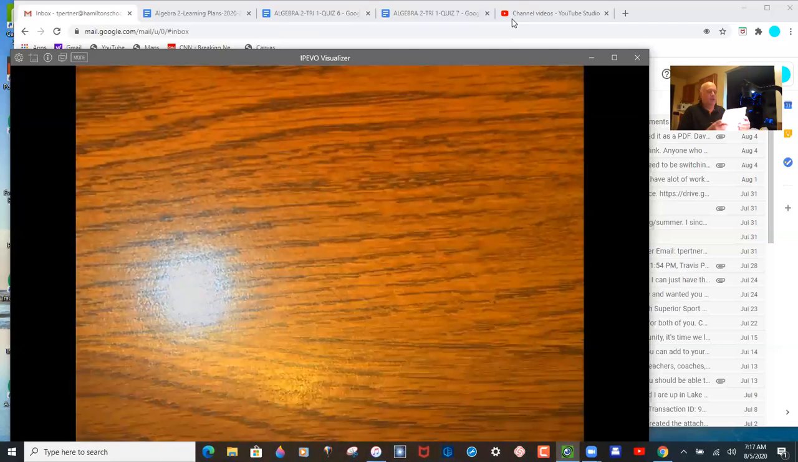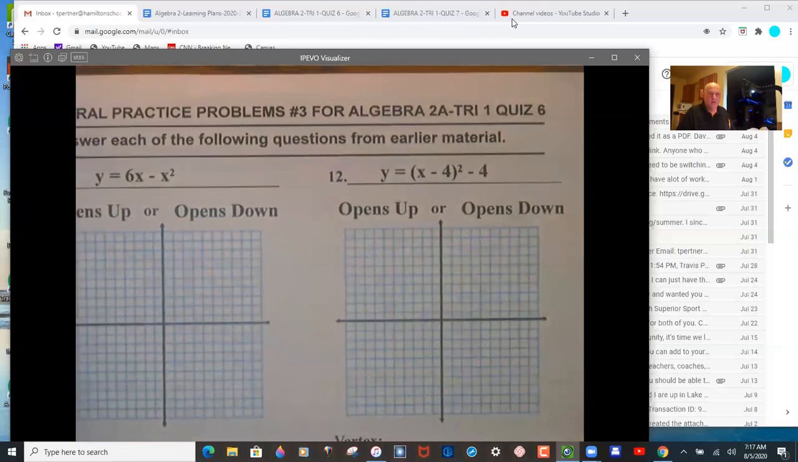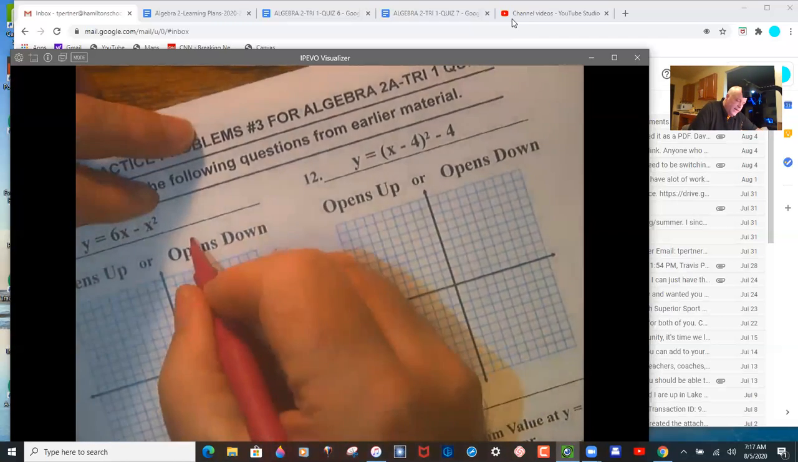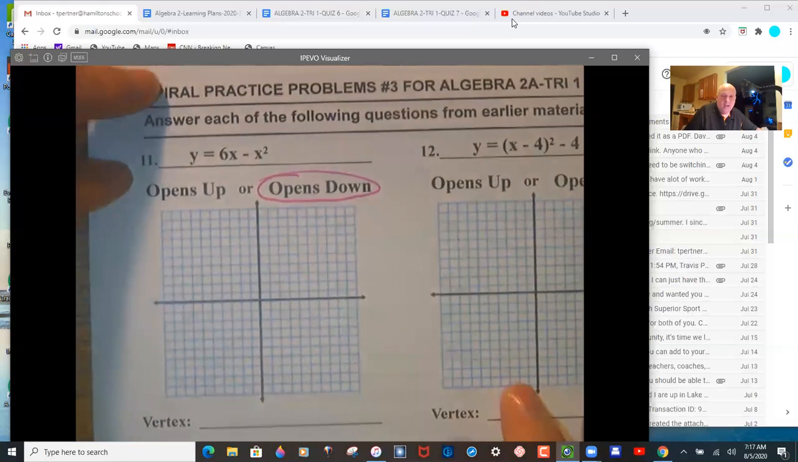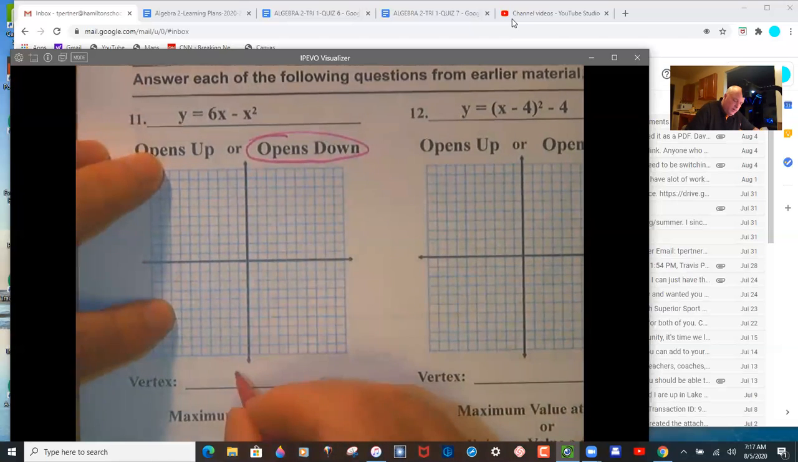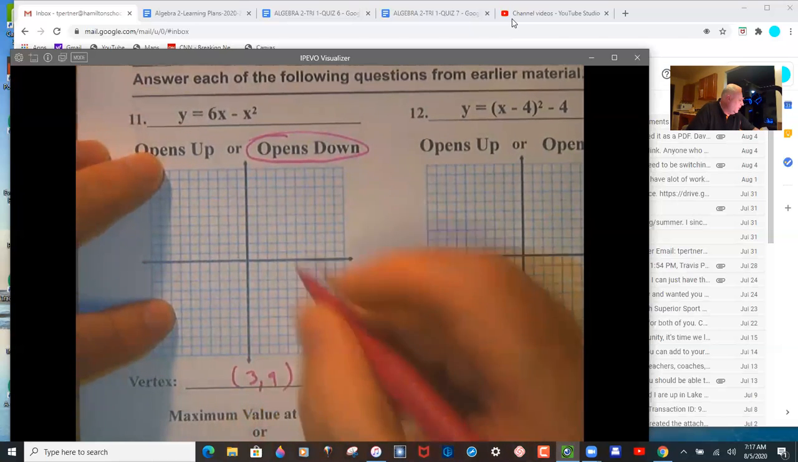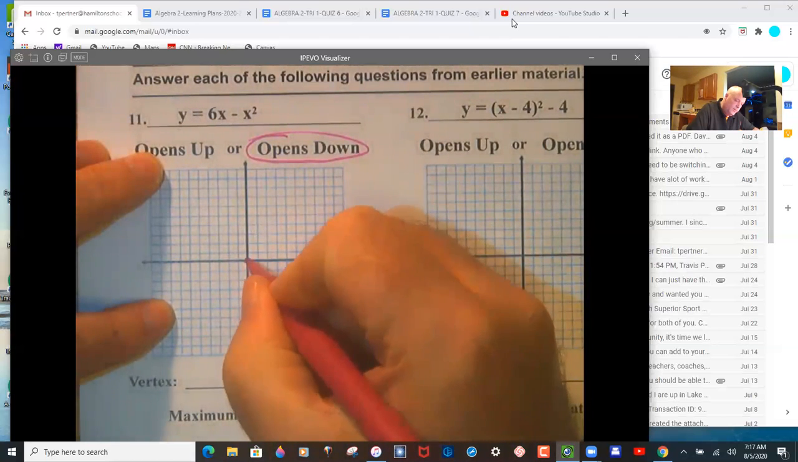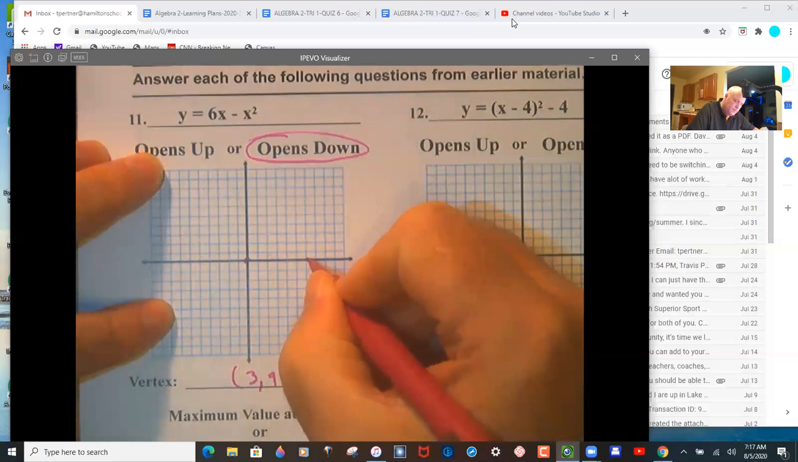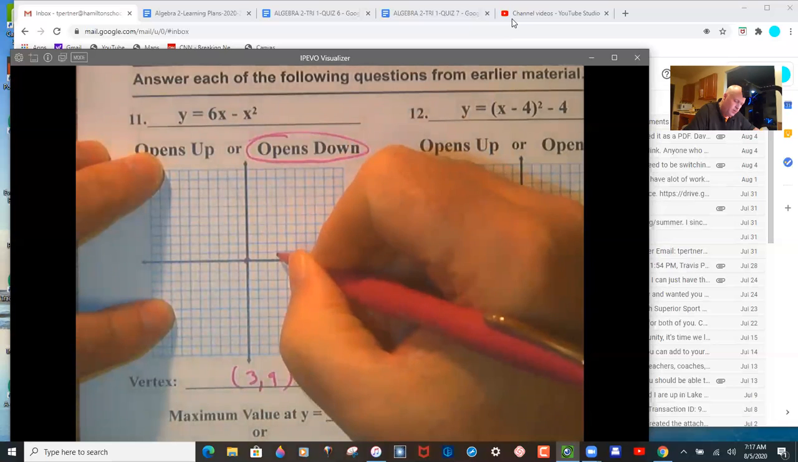And then your rigorous spiral section. Toughest spiral section of the year. Now this is going to open down. A is -1, B is 6, C is 0. And 3, 9 will be your vertex. And you can get this, again, by looking on your table. 3, 9, 1, 2.